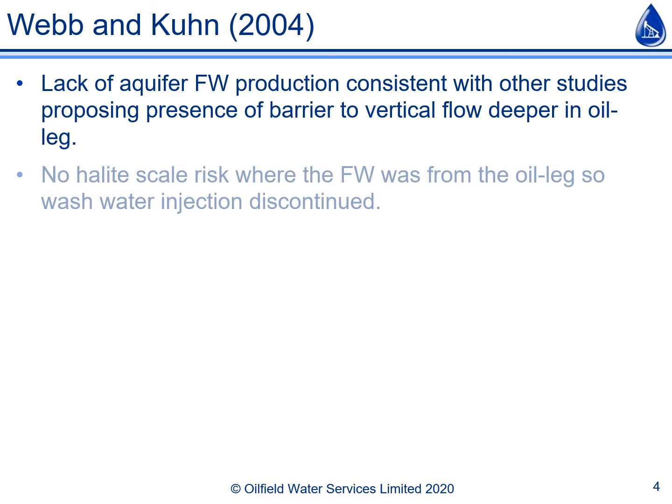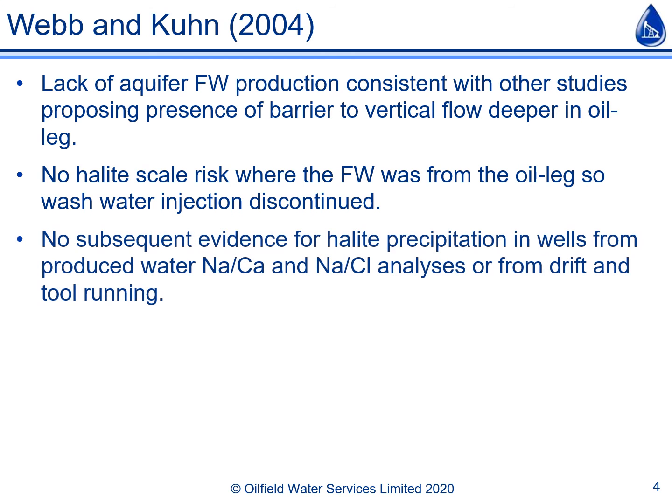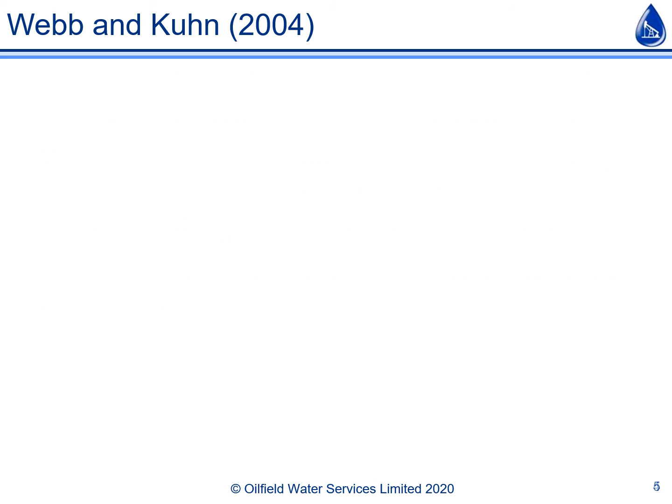Because there was no halite scaling risk with production of formation water from the shallow oil leg, a decision was then made to turn off the wash water injection. Monitoring of the wells continued, and there was no evidence of halite scale deposition in the wells after wash water shut-off based on produced water sodium over calcium and sodium over chloride ratios, and from running drift and other tools in the wells. So what were the benefits of interpreting produced water analyses in this case?